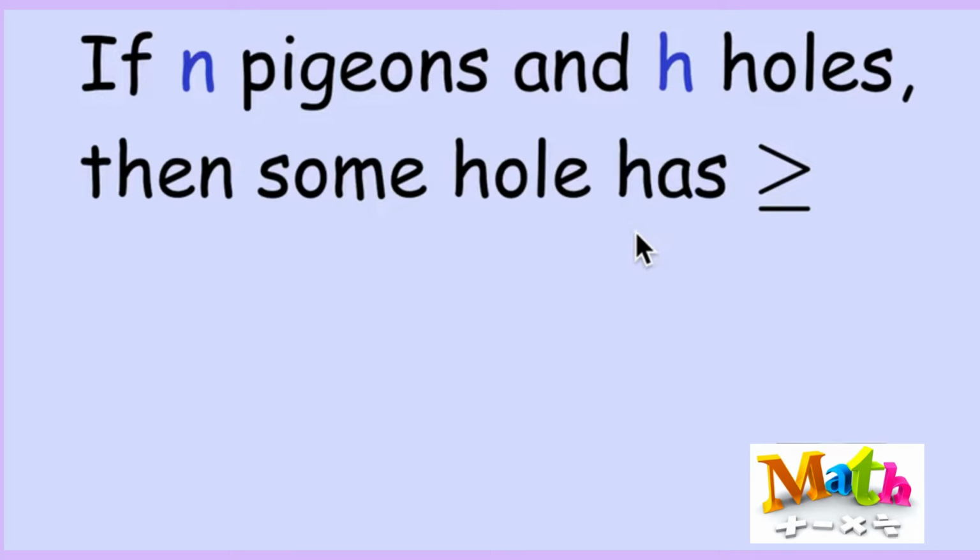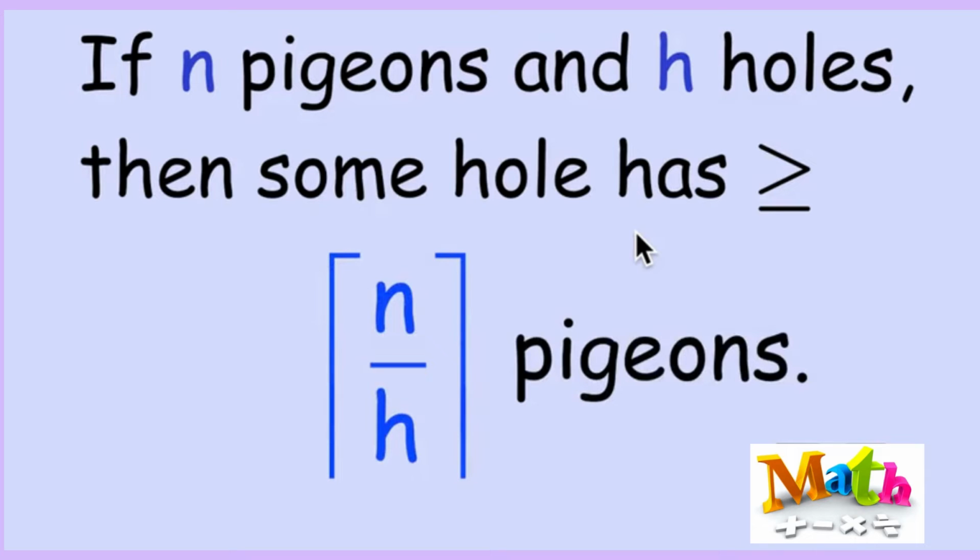More generally, if I have n pigeons, and I'm going to be assigning pigeons to unique holes, and if I have h holes, then some hole has to have n divided by h rounded up. Again, n divided by h can be understood as the average number of pigeons per hole, and the pigeonhole principle can be formulated as saying at least one hole has to have greater than or equal to the average number. And that is the generalized pigeonhole principle.